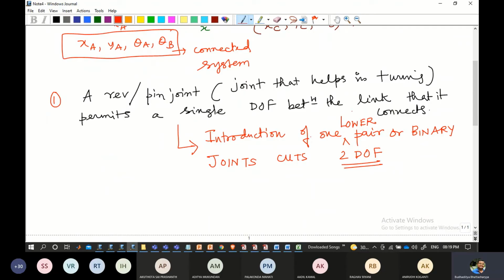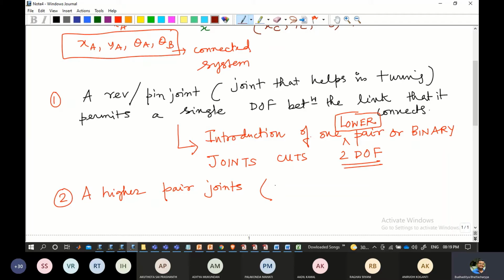So this term is important. Lower pair is a term coined from mechanical engineering, not from electronics by any means. This is called lower pair, and that is actually reducing the DOF by 2 degrees of freedom. Done. The second conclusion that we are drawing is a higher pair joint. Now this is again a new term. What are these higher pair joints?